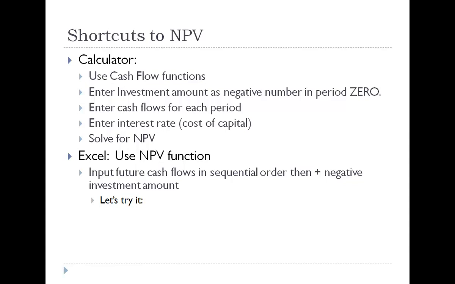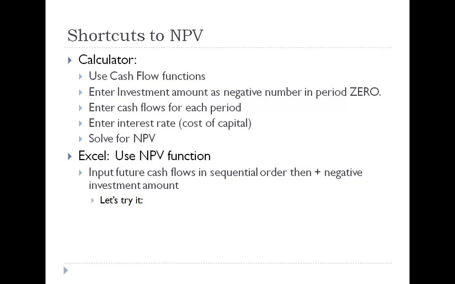If you're going to do this with a calculator, most calculators have what they call a cash flow function. You will need to refer to your calculator's user manual to make sure that you know how to input the numbers. And generally, you just put in all the cash flows, tell it what the cost of capital or the targeted rate of return was, and solve for net present value, and it will give you a number.